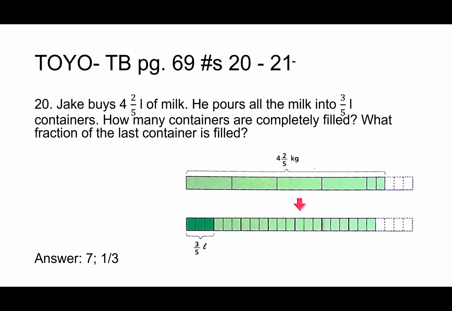All right. Jake buys, well, there's your answer. Jake buys 4 2/5 liter of milk. He pours all the milk into 3/5 liter containers. How many containers are completely filled? Okay, that's a key word there. What fraction of the last container is filled? How did we set this problem up right here? McKinley?